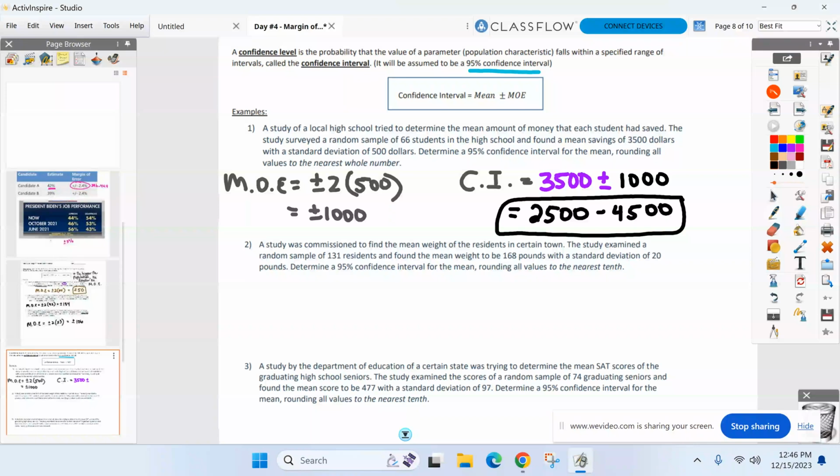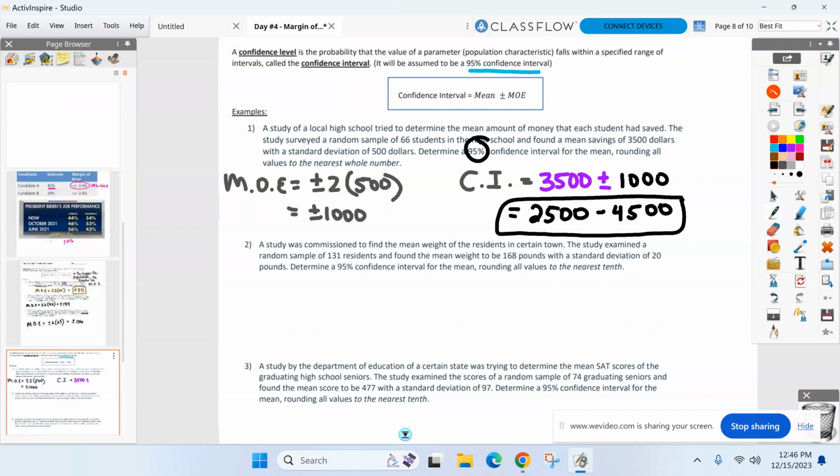So here we go. I'm not doing my job unless I tell you what it means, other than just how to find it. We are 95% confident. That's where this number comes from. We are 95% confident that at this school, the average amount that a kid saved was somewhere between 2,500 and 4,500. Do I know the exact amount? Never going to find it. Too big of a population. But I'm 95% confident it falls within this range. So that's what this interval is.